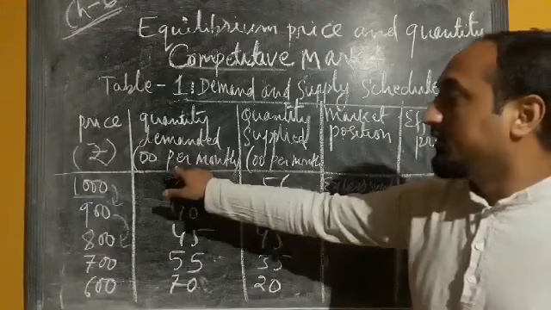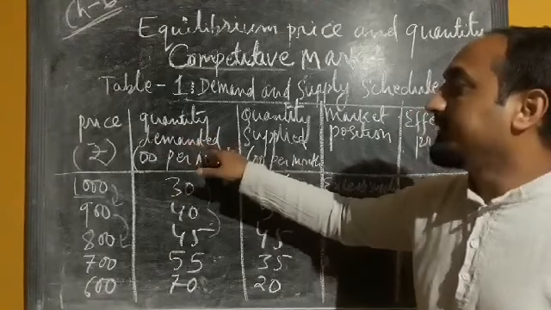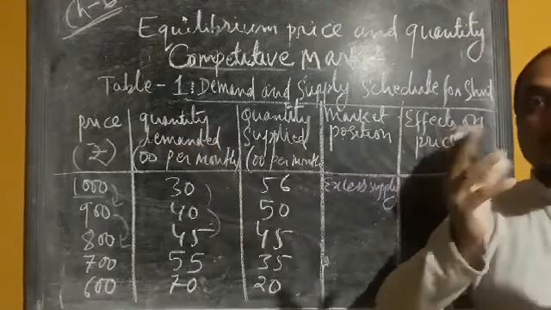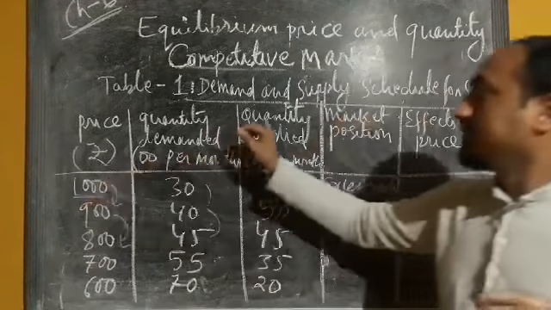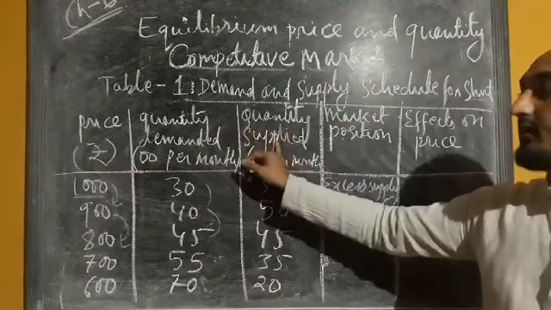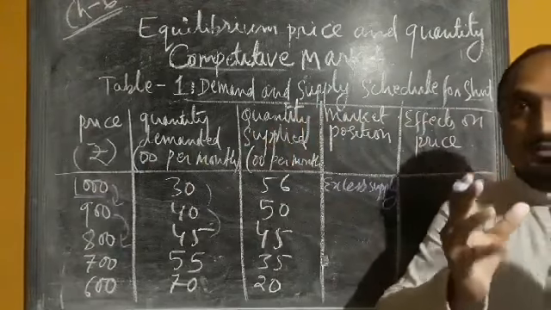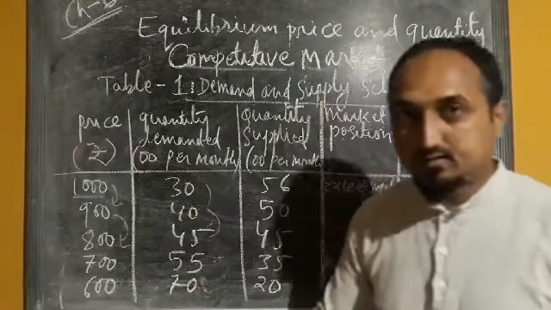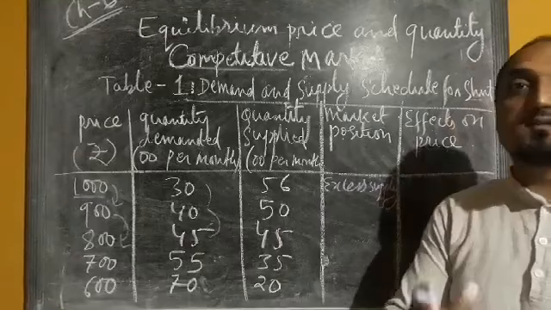So column 2 is the column for quantity demanded. It shows an inverse relationship with the price, and column 3 is the column for quantity supplied, and it shows a positive relationship with the price. Now here we have to determine the market position.